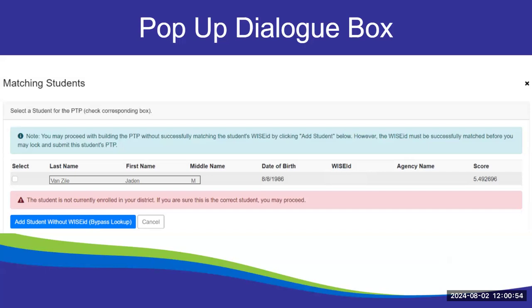In red, it will state the student is not currently enrolled in your district. If you are sure this is the correct student, you may proceed. TIG's direction would be not to click on the student, but rather create a PTP without a WISEid. This will create the PTP in the correct district. Then the PTP can be manually matched to the WISEid using the Edit Student report.